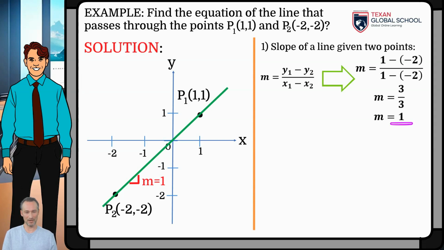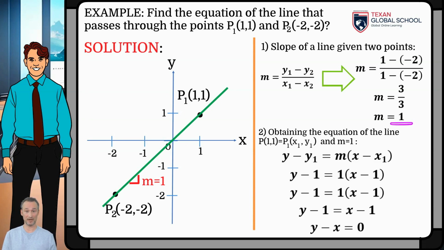Now, choose one of the points, and with the slope substitute in the formula to obtain the equation of the line. Hence, substitute the point P with coordinates 1, 1 and its slope equal to 1. Thus, we obtain an equation of the line, y minus x equal to 0. You can find the same equation using the other given point with the calculated slope as an additional exercise. It can be seen that the equation is the same.